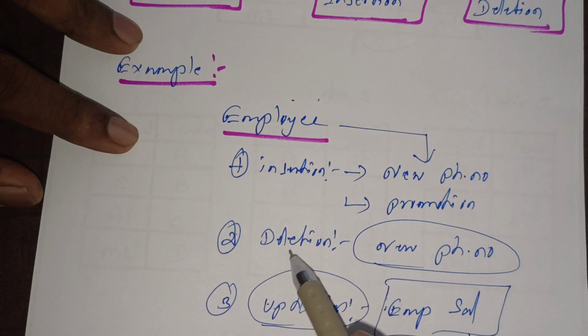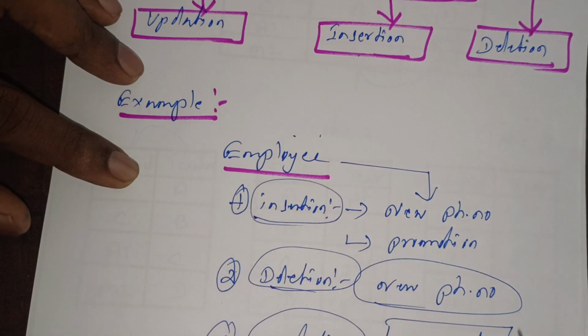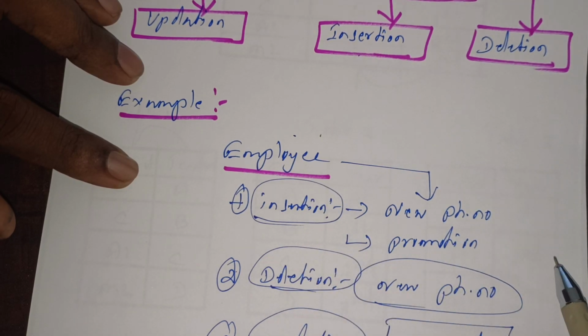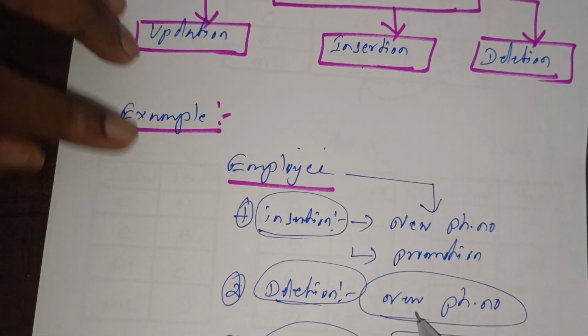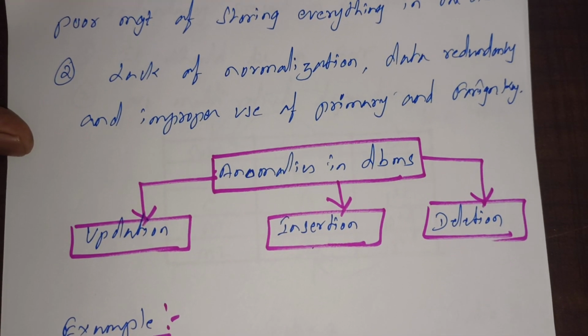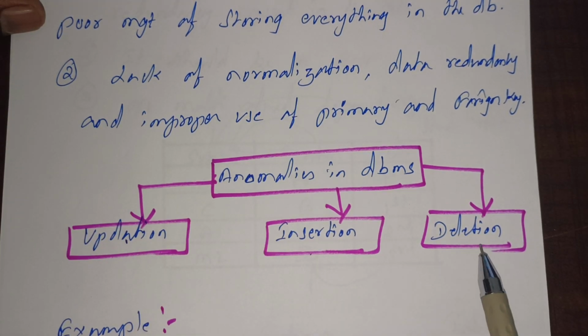One more time, I am revisiting deletion. Suppose I delete a phone number in a subtable, not in the main table. That creates an anomaly. Suppose you insert a new phone number or promotion details about an employee in the main table, not in the subtable, or vice versa. This creates an anomaly. So we have three different anomalies here: updation, insertion, and deletion.